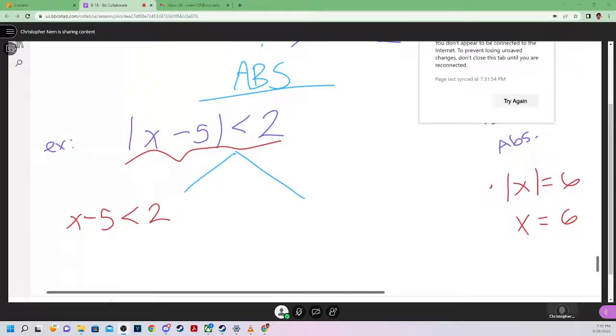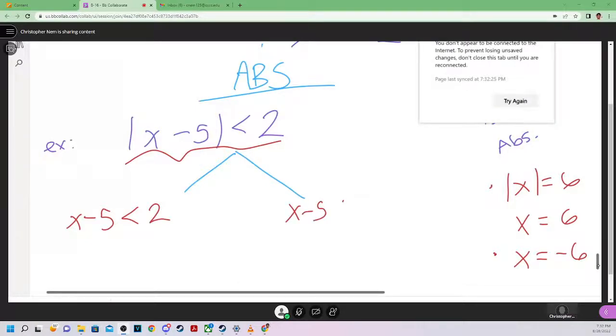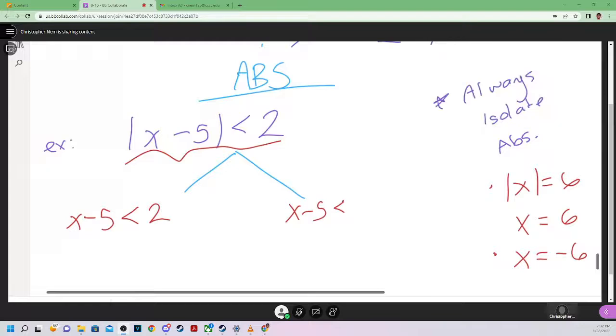Now, the second part, we have to account for the negative. So if I were to take the absolute value, well, I have to also let the answer be -6. So what I'm going to do is, I'm going to get x minus 5 is less than -1 times 2. Now you guys should see an issue already.